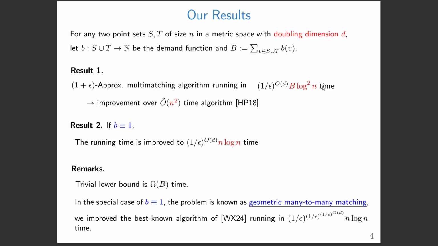And here are some remarkable points. Since the solution size is B, there is a trivial lower bound for this problem. Also, in the special case where b is identically 1, the problem has an alternative name, the geometric many-to-many matching problem, and we improved the best known algorithm for this problem by shaving a huge epsilon factor down to 1 over epsilon's polynomial time.